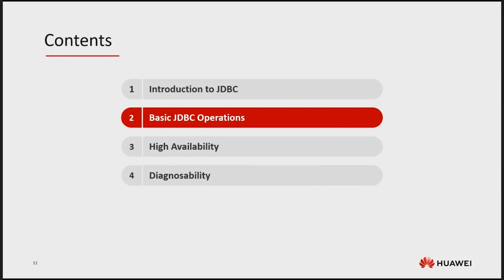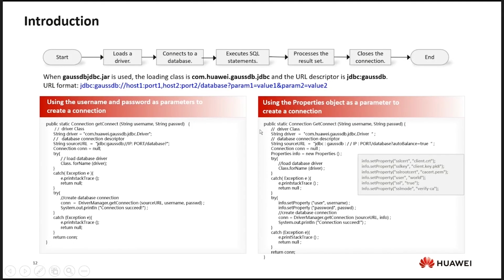Then we are talking about basic JDBC operations. So how can we use JDBC in your application? First of all, you need to load a driver. Then you connect to a database, execute the SQL statement, and process the result set. Then you release all the resources. And that's the life cycle of usage of JDBC.